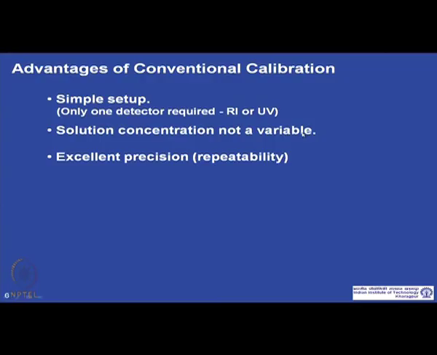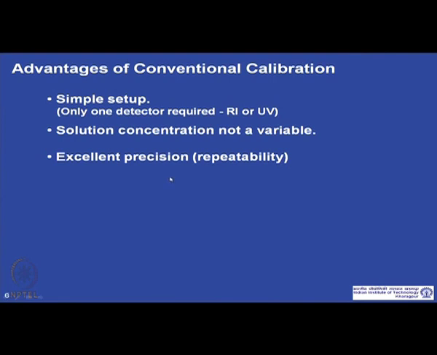There are a few advantages. This is a simple setup, and only one detector is required, whether it is a refractive index detector or UV; we require just one concentration detector. And we can do this calibration without knowing the exact concentration. Concentration can vary a little bit without any problem, and this calibration is very precise and repeatable.